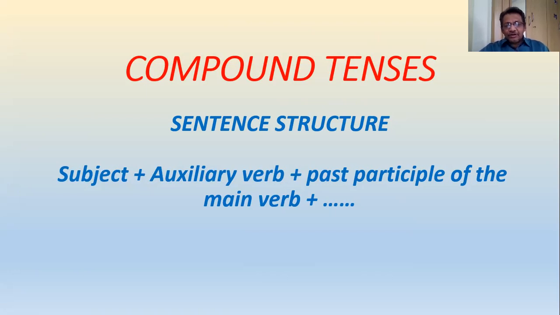Okay. What is the first verb? The first verb is the auxiliary verb. In other words, it is the helping verb. This verb helps write the sentence in a compound tense. So you write the subject, write the auxiliary verb, and then use the past participle form of the main verb, which talks about the action of the subject. This is the sentence structure of a compound tense.